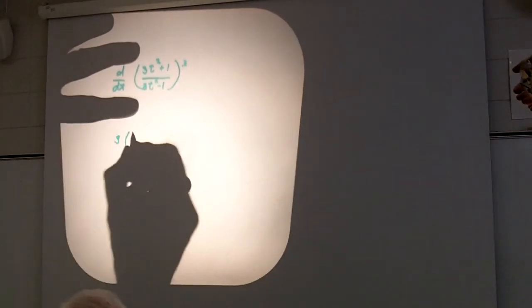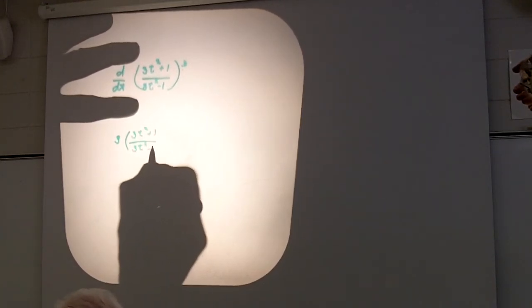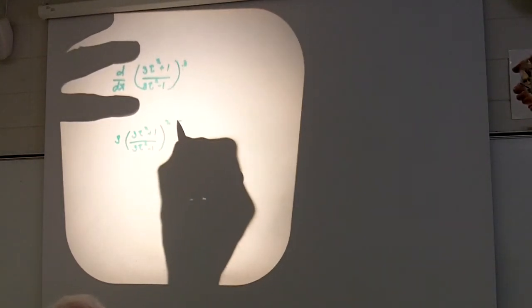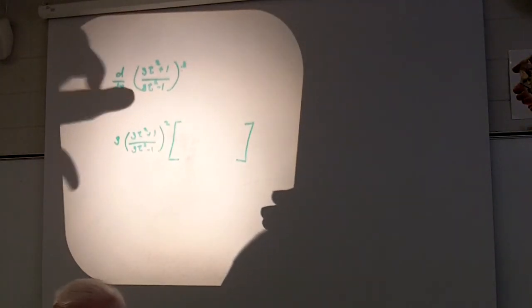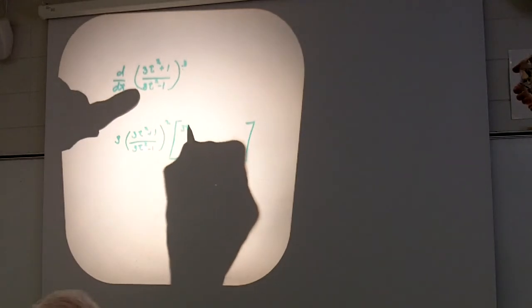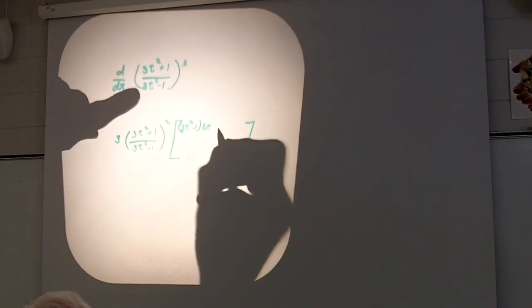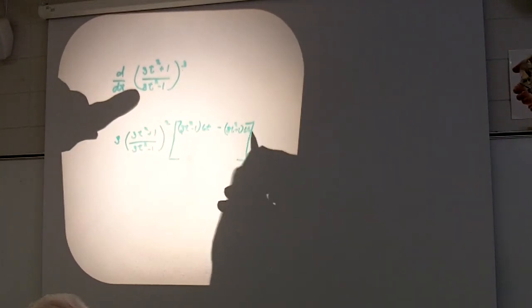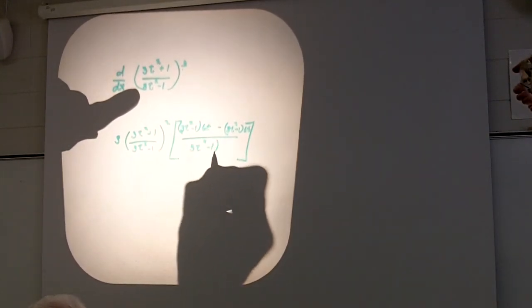3 times 3t squared plus 1, 3t squared minus 1 to the second. Okay, now that's this part, and now I have to take low-d high and high-d low. Okay, low-d high, which is 3t squared minus 1 times 6t. Oh, that's all. Minus 3t squared plus 1 times 6t all over 3t squared minus 1 squared.